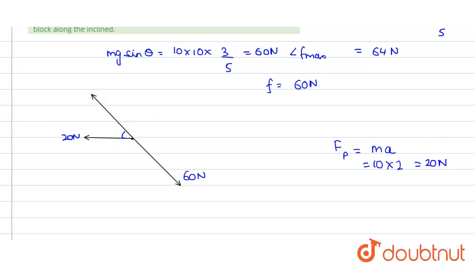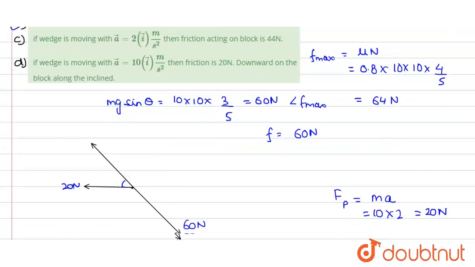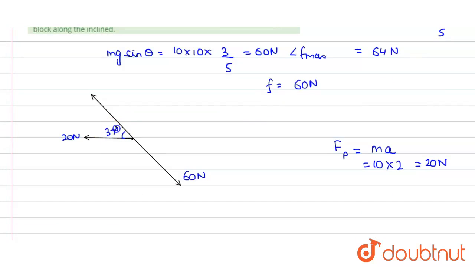Now this angle would be equal to what? It would be the angle of the incline, 37 degrees. So the component of 20 Newton along this direction would be 20 cos of 37, because this angle is 37. Now if you put the value of cos 37 as 4 by 5, then 20 into 4 by 5 would turn out to be 16 Newton.